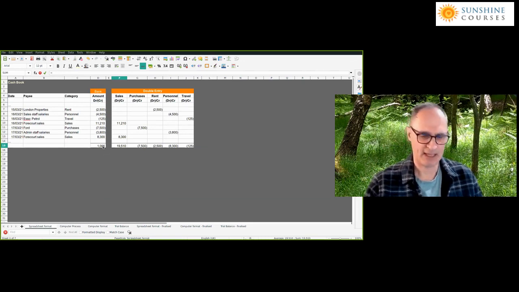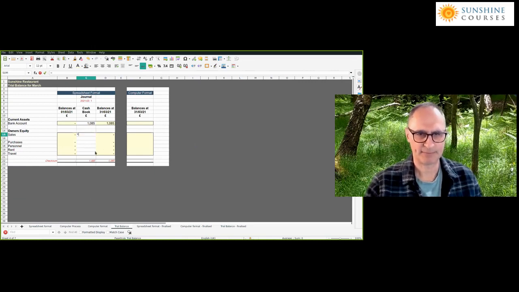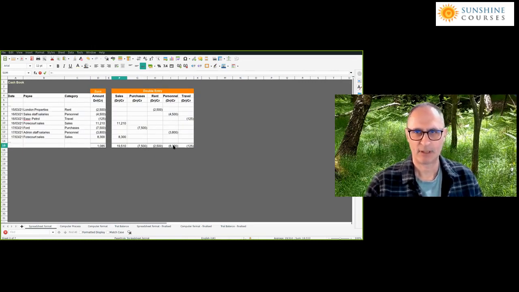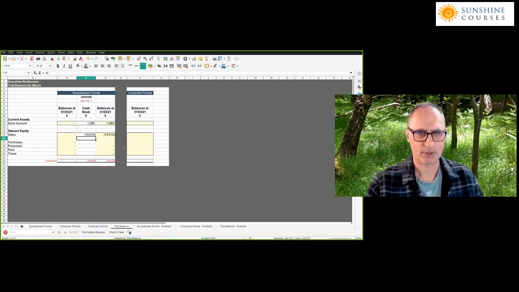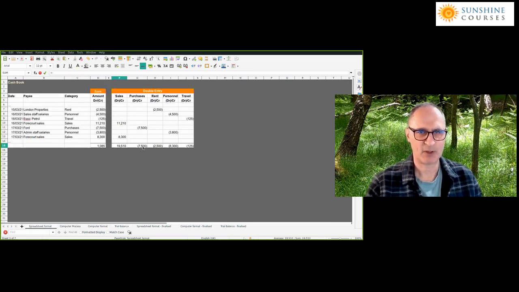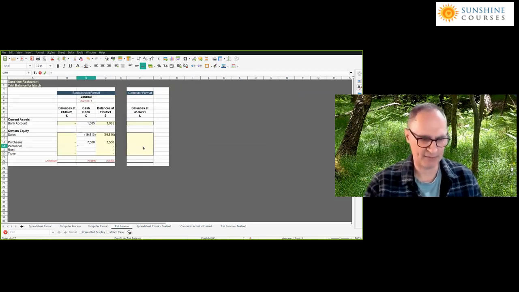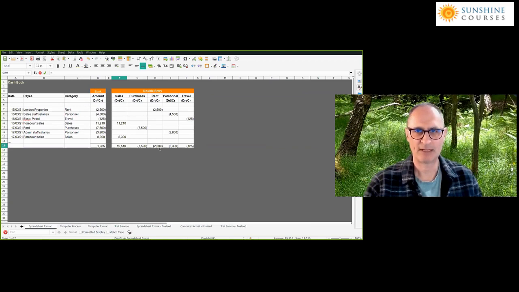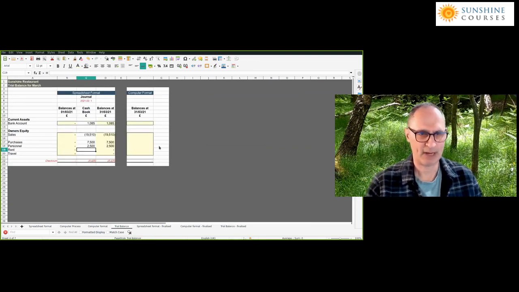I'm going to take the debit to the bank, and then my sales come from here. My purchases come from the total purchases. So I'm posting the total amounts, not the individual amounts. The rent, I debit my rent.